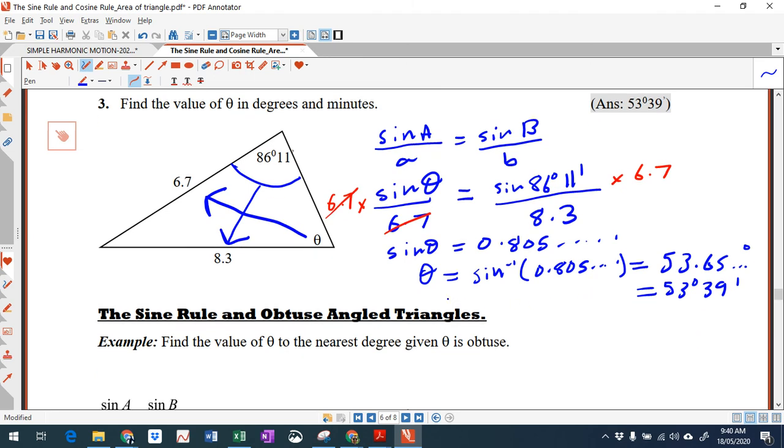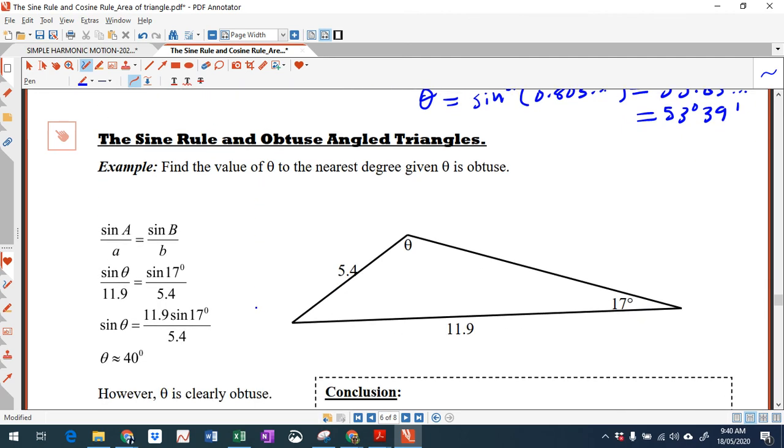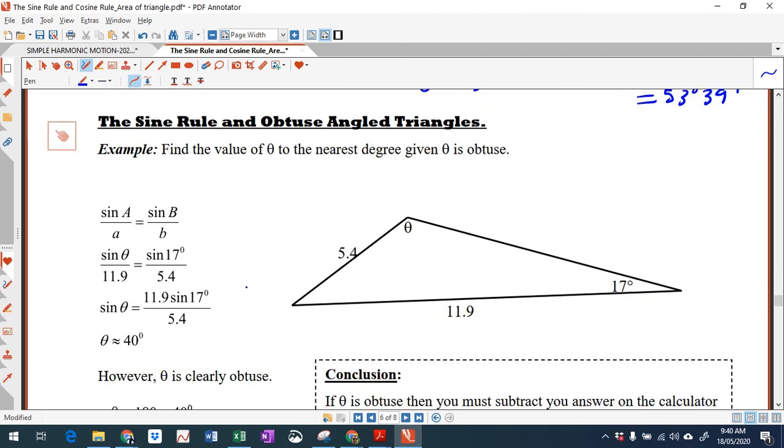Rightio. Now, one thing you've got to be aware of, there is a special case that you need to consider: obtuse angle triangles and the sine rule. Now have a look at this. Clearly from the diagram, you can see that theta is obtuse. Now, we're going to find an unknown angle, so we write down our formula, we do the substitution, we get sine theta by itself, then work out theta on the calculator to be 40 degrees. But this angle here, 40 degrees, is acute. And clearly from the picture, you can see that theta is obtuse, right?